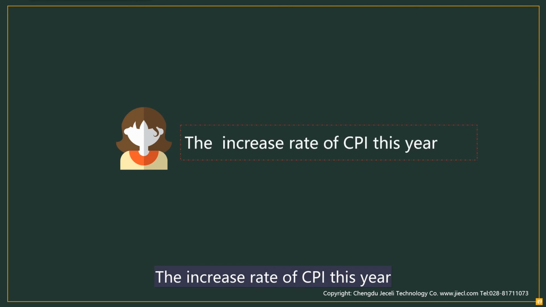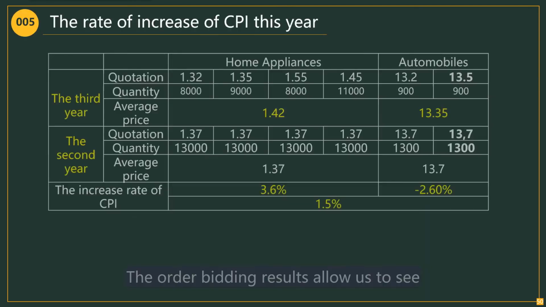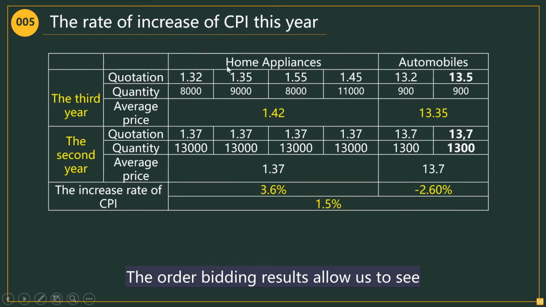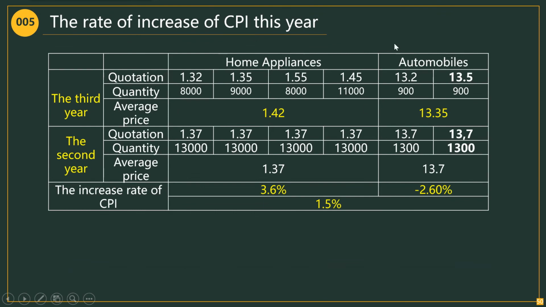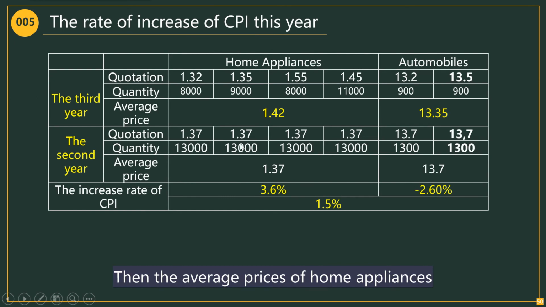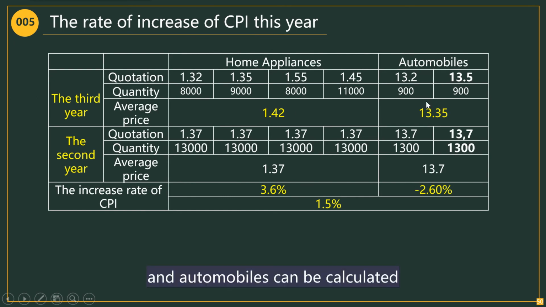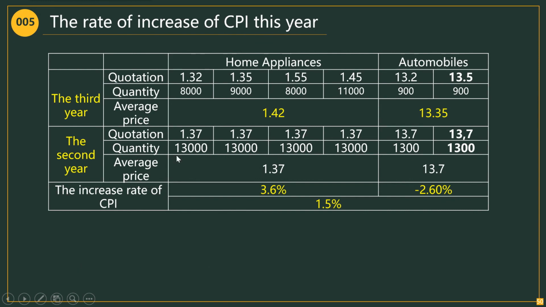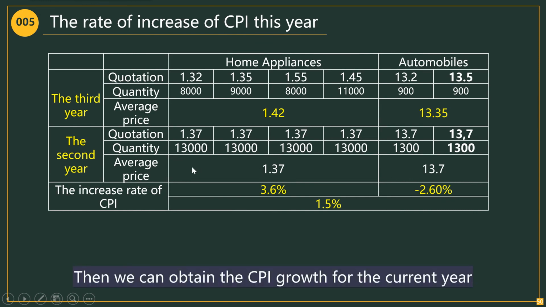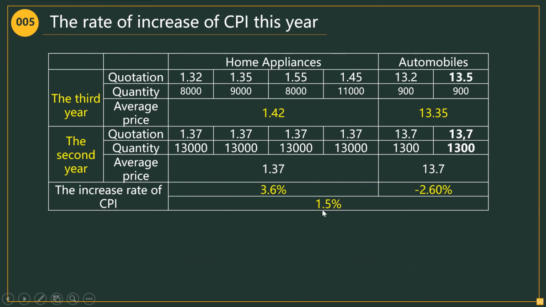The increase rate of CPI this year. The order bidding results allow us to see the number of offers and orders from each vendor this year. Then, the average prices of home appliances and automobiles can be calculated. Similarly, the average prices of automobiles and home appliances for the last year can be calculated. Then we can obtain the CPI growth for the current year.